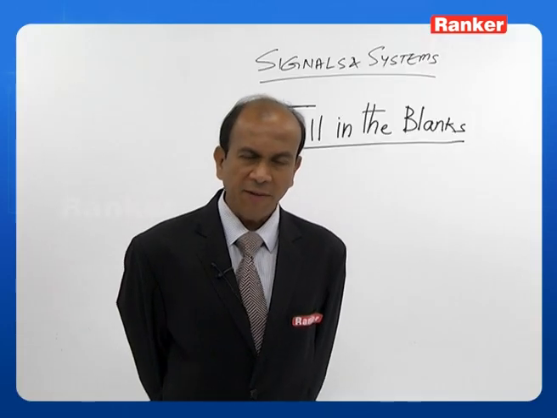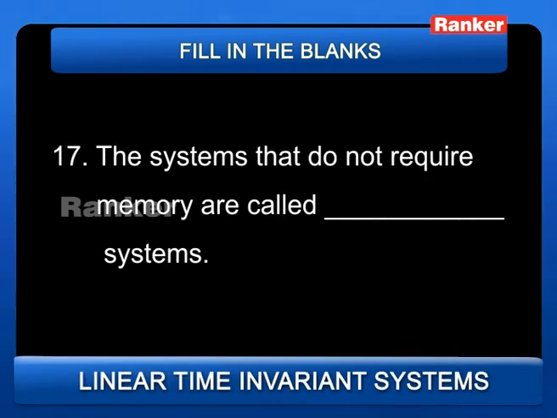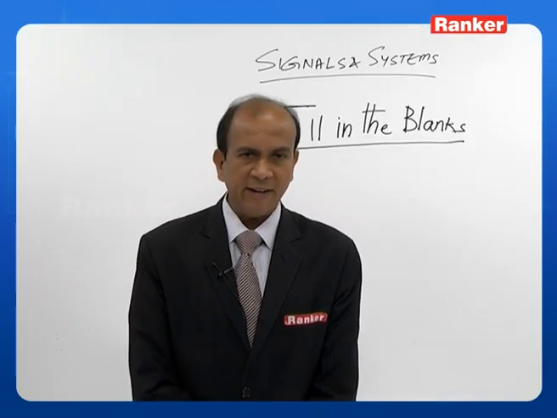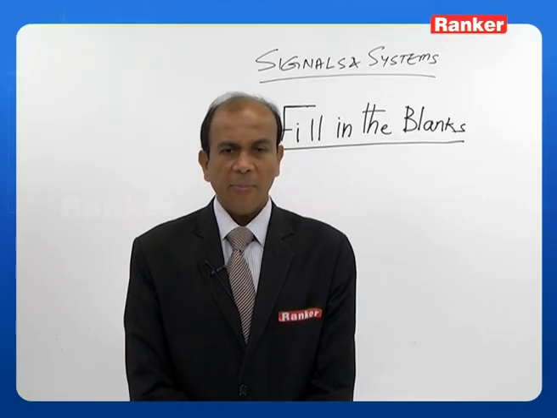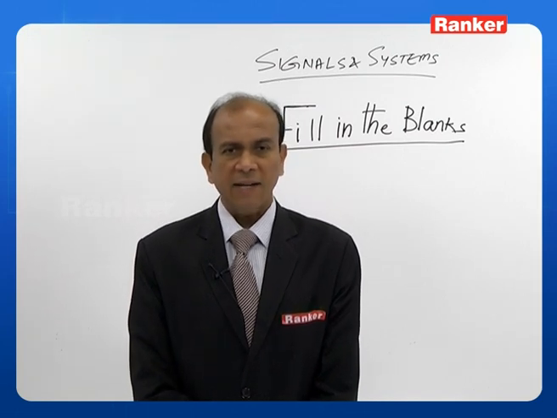Let us move on to the 17th fill in the blank. The 17th fill in the blank says, the systems that do not require memory are called dash systems. So, static systems do not require any memory. Therefore, I can read this again with the answer. The systems that do not require memory are called static systems.